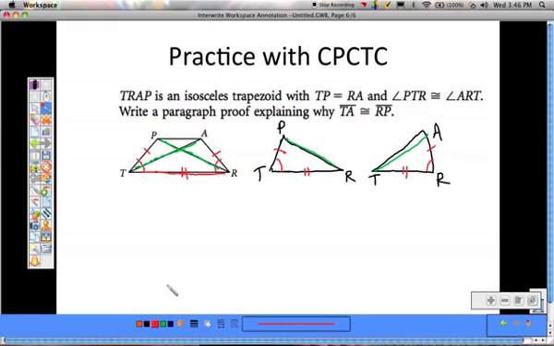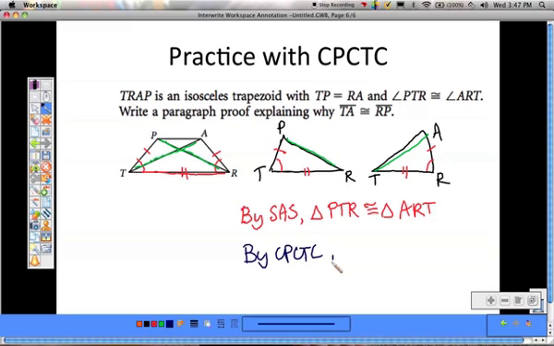All right, so first step, we're going to say, okay, these triangles are congruent, so by side angle side, triangle PTR is congruent to triangle ART. Okay, if those are congruent by CPCTC, PR is congruent to TA, which is what we were trying to prove.